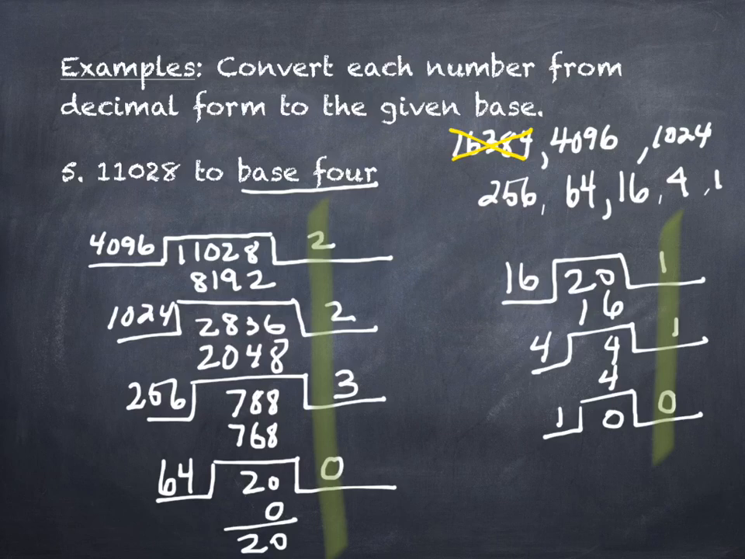So your solution, which I've highlighted here in green, is 2, 2, 3, 0, 1, 1, 0, and you must write down next to it the base that you're in. This is base 4.